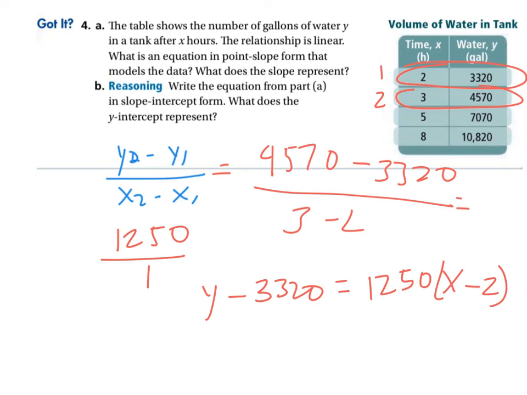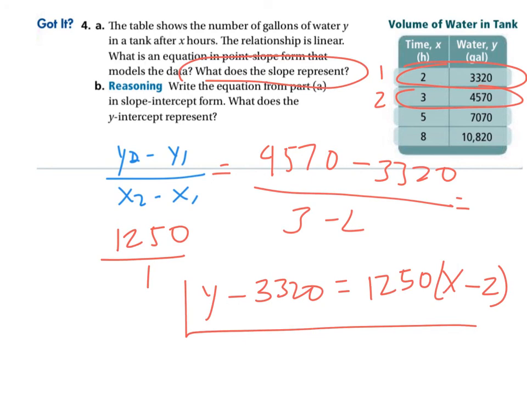And again, what does the slope here represent? That 1250, that would be technically gallons per hour. So it's gallons per hour is what that means. So that's that second part up here. And on the next slide, it says we're going to write an equation from part A in slope-intercept form, and what does the y-intercept represent there? So let's do that on the next slide.